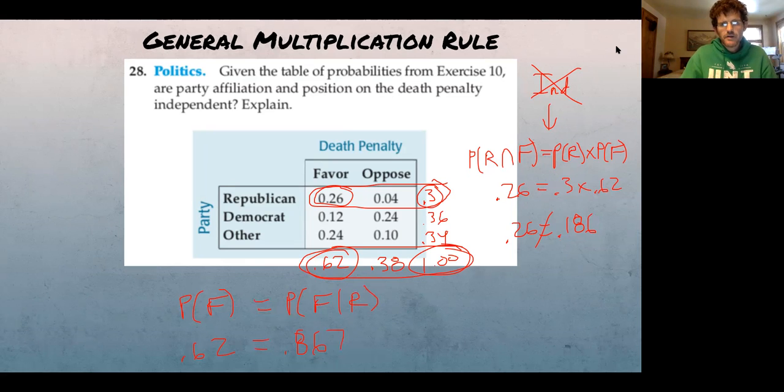These two have to be equal if these are independent, because that means that party affiliation has no impact on the rate of favoring the death penalty. But it looks like it does. If you're a Republican, you favor it way more than the overall population. And we could look at the Democrats and the others to kind of see where they fall as well. I could have picked Democrats right here. I'm not trying to pick on one party. So I could have switched that out with Democrats and tested them. But that's the idea as well.